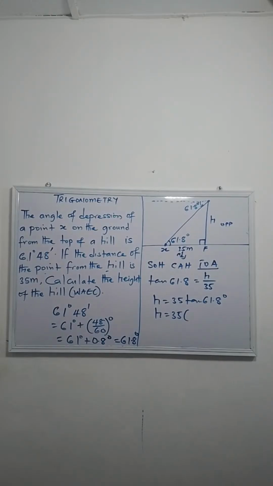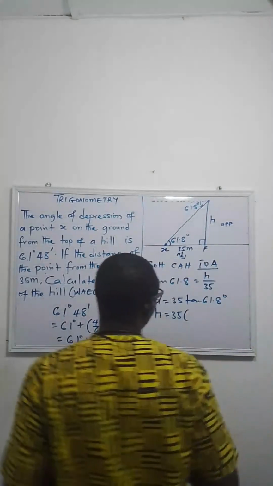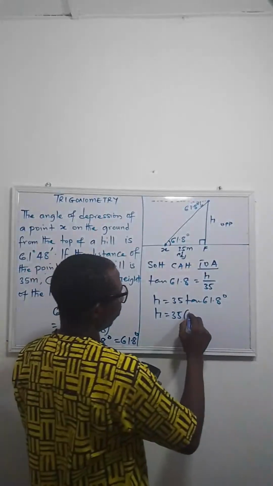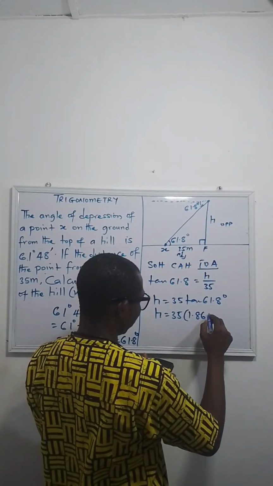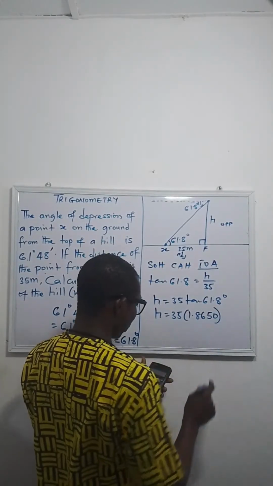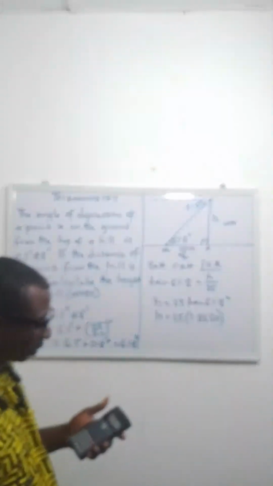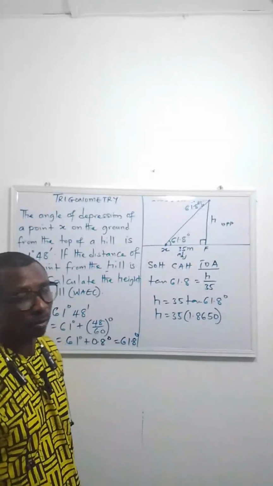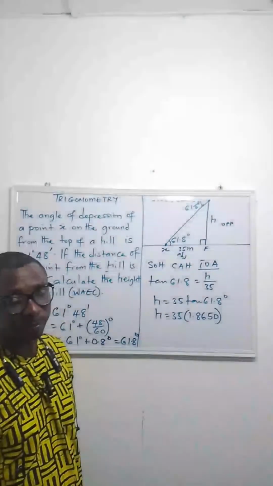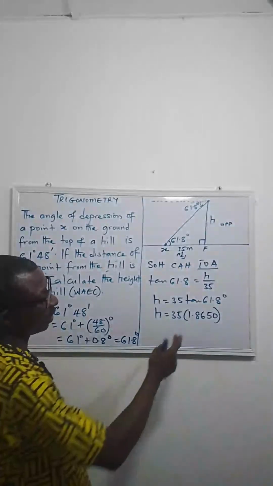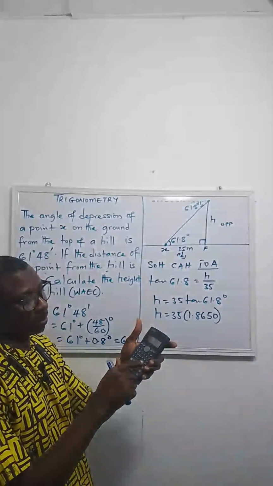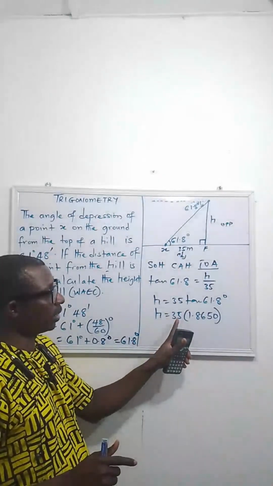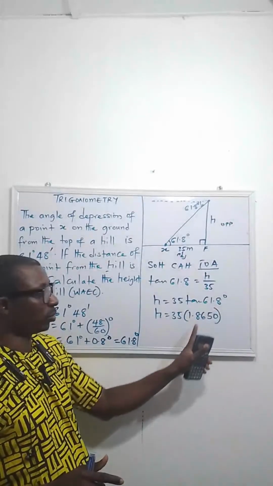All right. Now, when you check very well or you make use of your calculator, you will see that you have 1.8650. Okay, so that's what we're going to have. 1.8650. So you just correct to 4 dp. You can check your four-figure table. If you want to make use of your calculator, just press tan and you enter 61.8. So you have this.